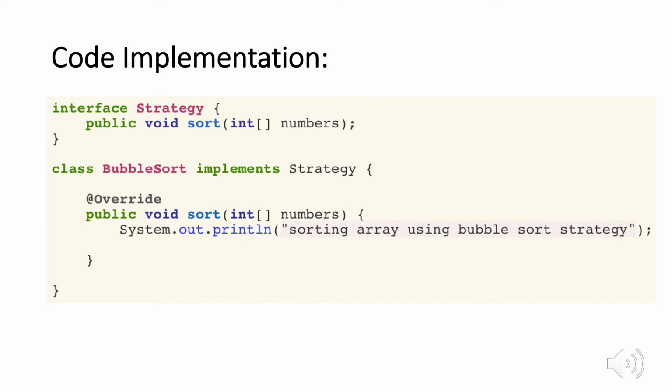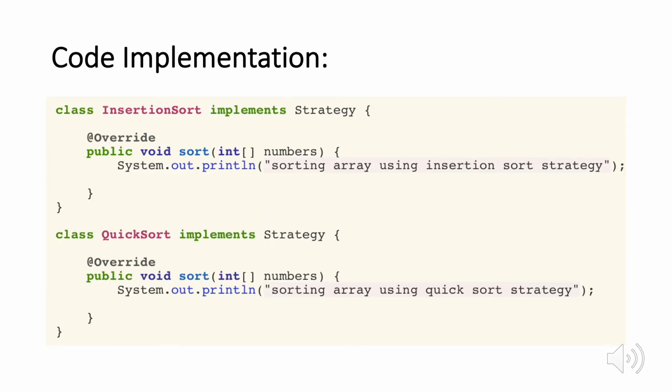But for keeping track of output, we are using the SOP, or just the printing. So the logic of bubble sorting will be inside of the sorting function. It will take the input data in the form of the numbers variable and perform the sorting operation on this data.